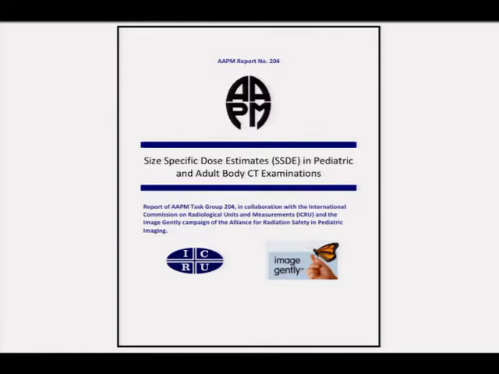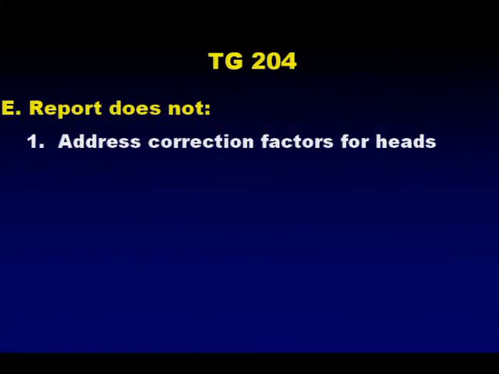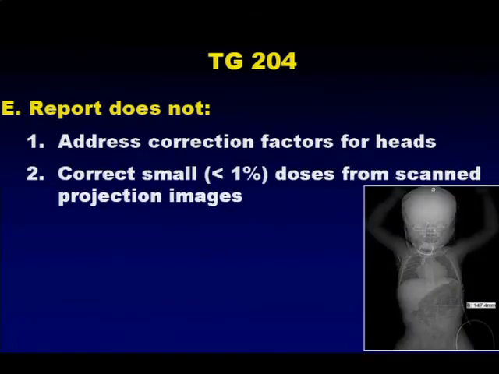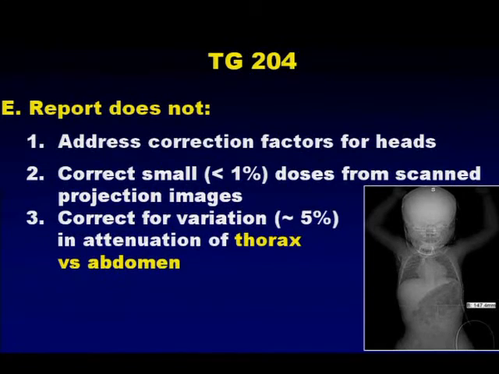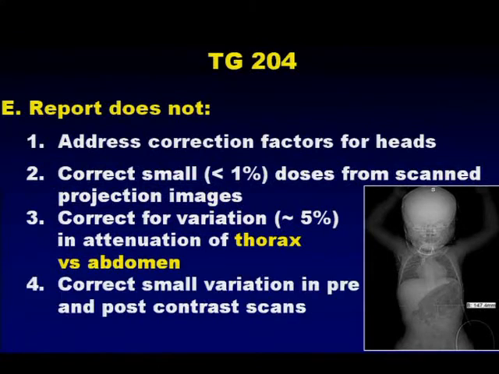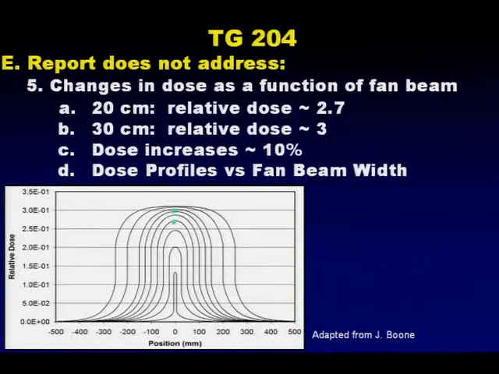It's TG204. This is the title page. It's important to note that the report was endorsed by the ICRU and also Imagenologia as it was being developed. There's a number of things the report doesn't do. It doesn't address correction factors for heads. That's coming later. Doesn't correct for the small, less than 1% doses from the scan projection image or the SCOUT. It doesn't correct for the small variation between the thorax and the abdomen, but I'll show you some data there that quantifies that difference. And it doesn't correct for the small variation in pre- and post-contrast scans. The dose delivered to the patient will be different with contrast media injected as opposed to no contrast media.